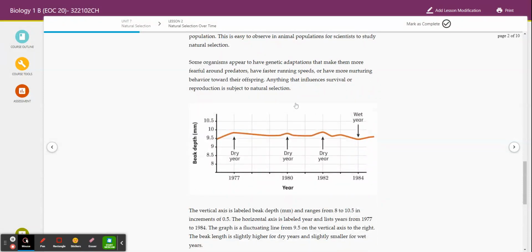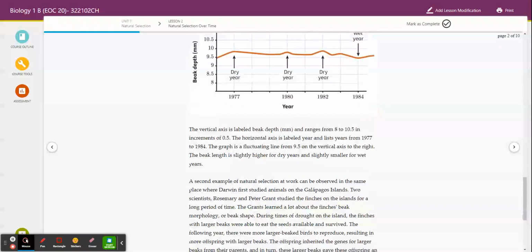Anything that influences survival or reproduction is subject to natural selection. You can see here the graph with the beak depth for birds, that when there are drier years, such as in 1977, the surviving birds have longer beaks. When we have years that are more wet, we have fewer birds surviving with the longer beaks. The ones that are surviving are the shorter beaks.